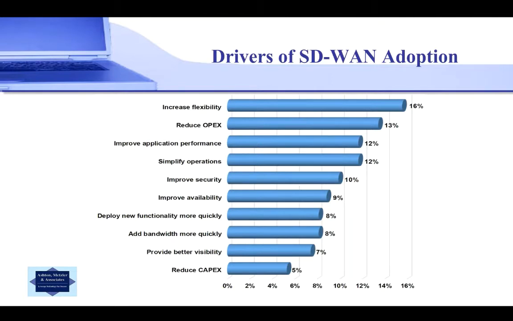You can see if you look down the bottom, reducing CapEx, almost no one thinks that's a driver. And I think that makes perfect sense in the short run, because if you're going to put in a new piece of equipment, you're not saving any CapEx day one. You may, however, with some solutions, save CapEx over time. I'll also point out that my survey base was not terribly optimistic on providing better visibility. That's also down at the bottom. And that's a tremendous concern of mine, again, as someone who spent a long time running production networks.